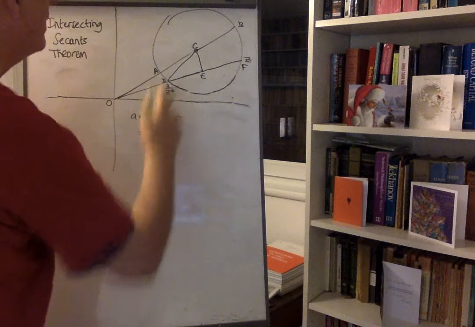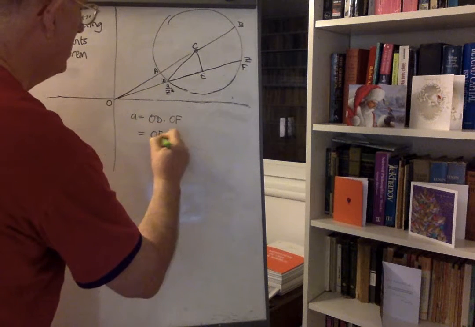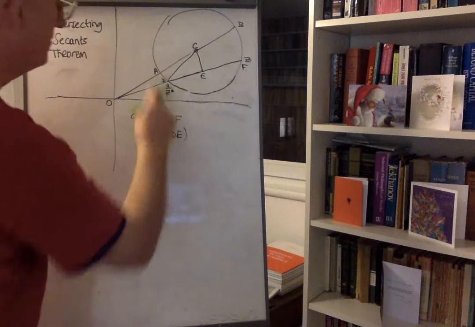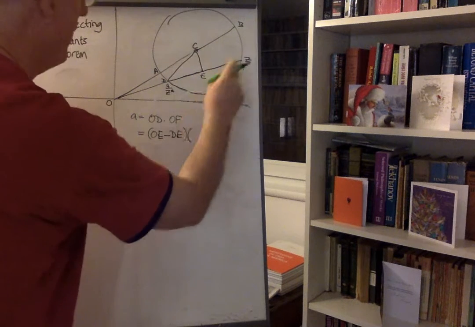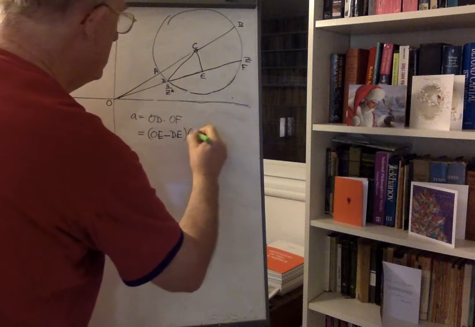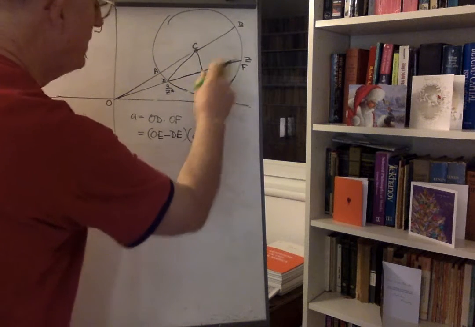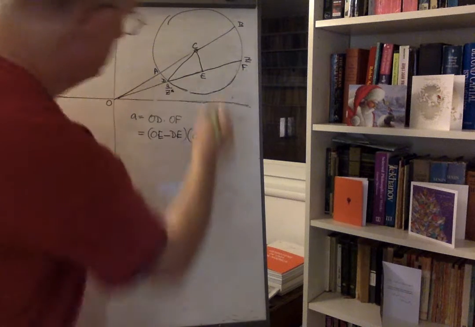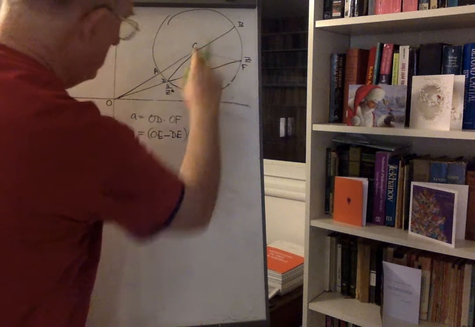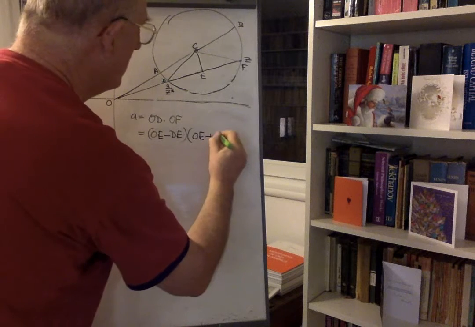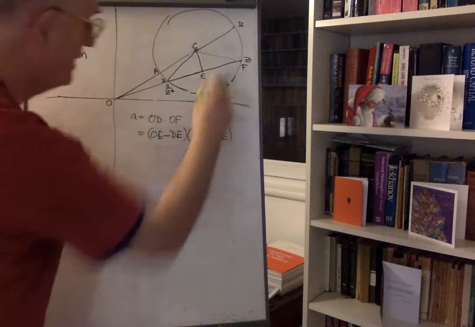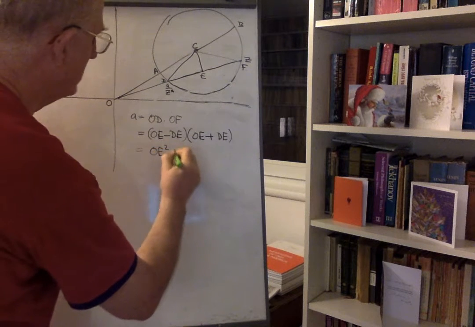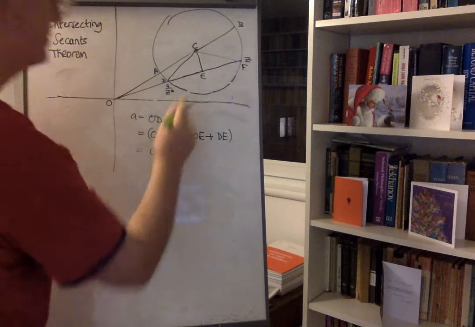Right, okay. That's OE minus DE. Yeah? OD is OE minus DE. And OF is OE plus EF. But EF and DE are exactly the same because this is a circle, that's symmetrical. So I can write DE instead of EF there. That's the difference of two squares, OE squared minus DE squared.